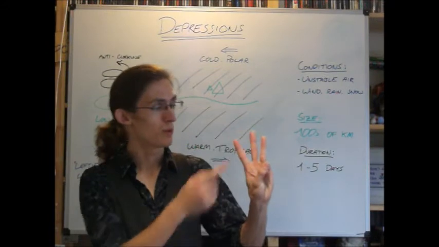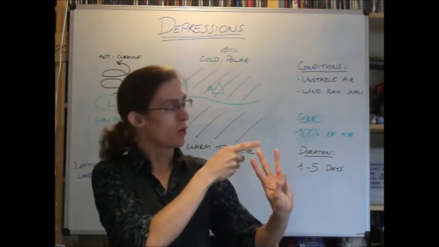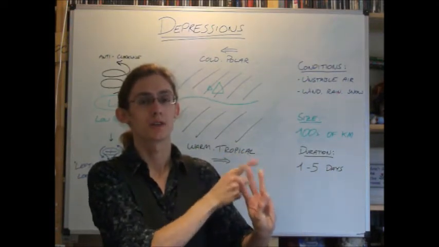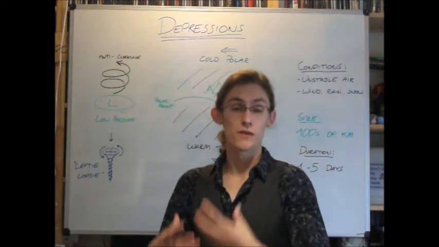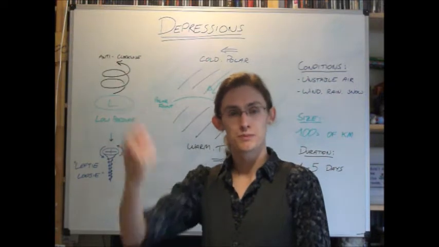So we're going to think about three things. We're going to think about 1, what is a depression? 2, how does it form? And 3, what conditions do we see if there's a depression? Now, a depression is an area of low pressure air which is moving upwards.